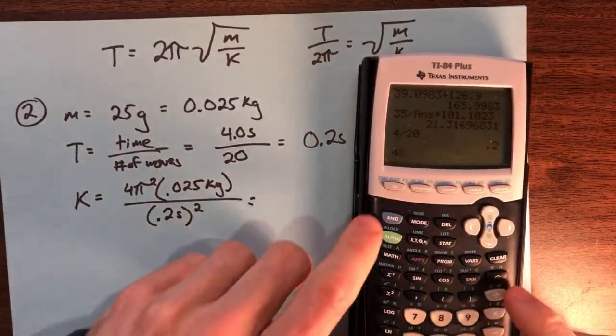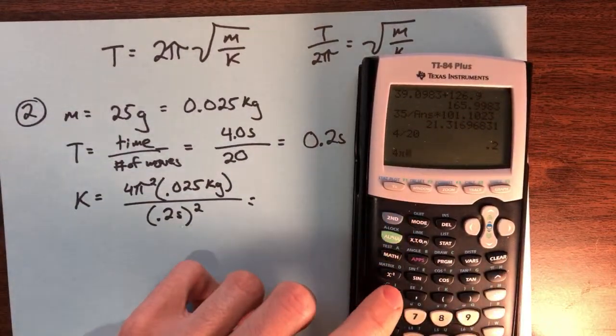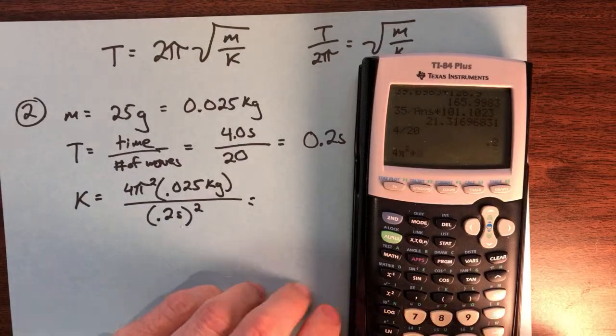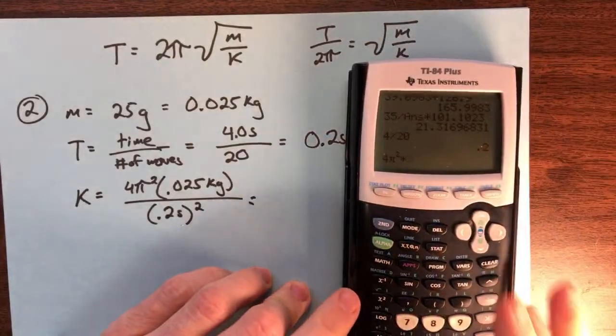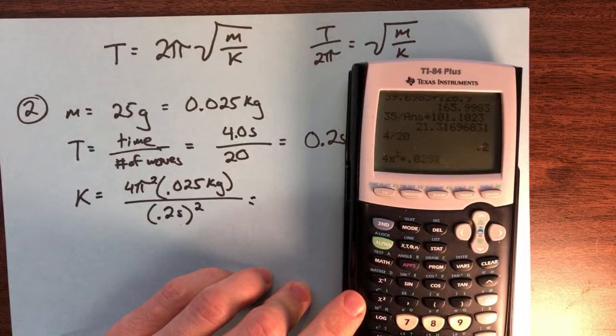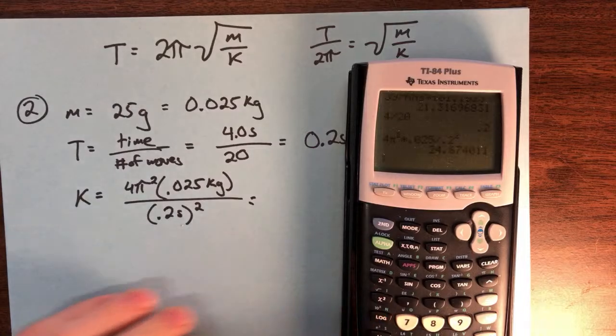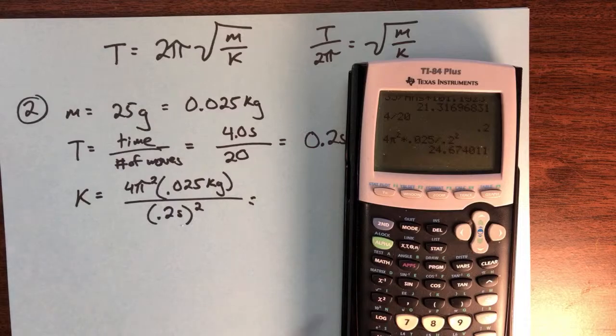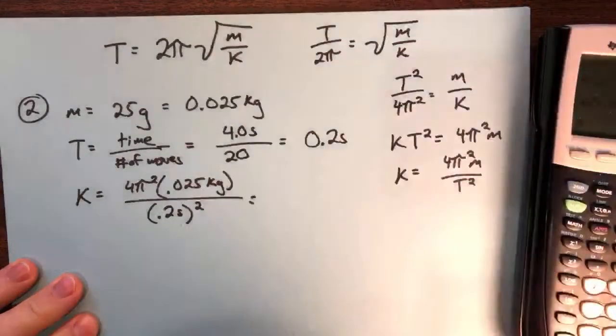4 pi squared times 0.025 divided by 0.2 squared. That's going to give us 24.67. All right, and I'm just going to round that off to 24.7.